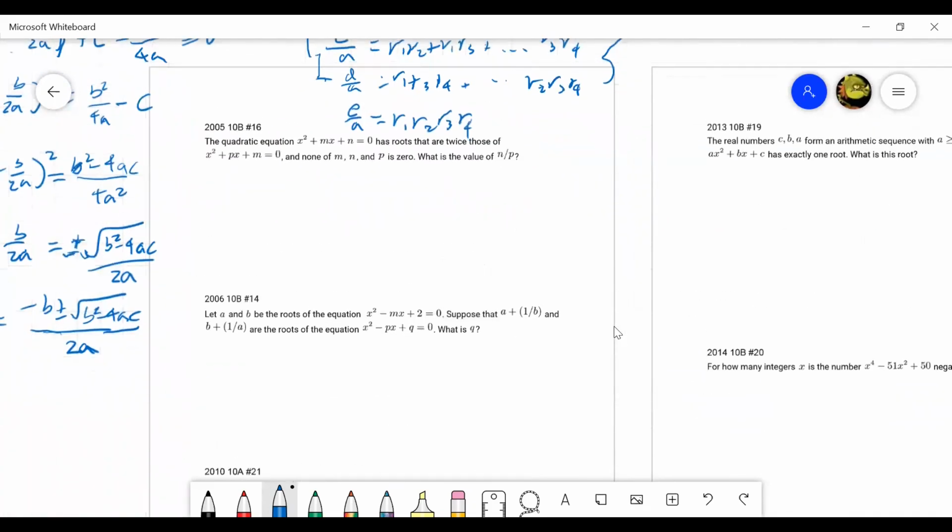So anyway, the first one says the quadratic equation x squared plus mx plus n equals 0 has roots that are twice those of x squared plus px plus n equals 0. So what is the value of n over p if no coefficient is equal to 0?